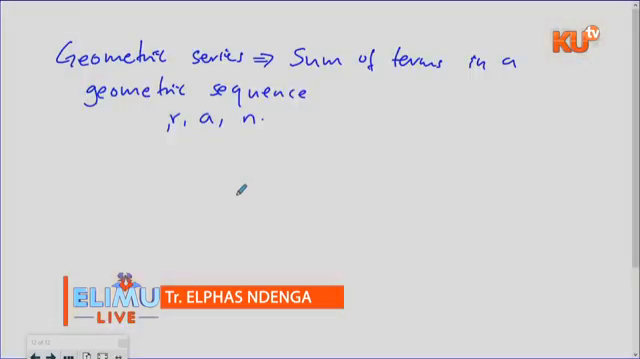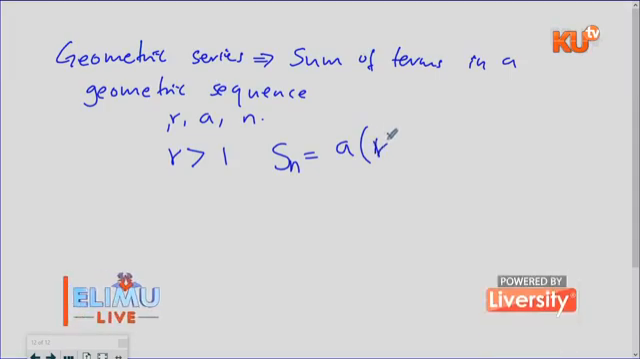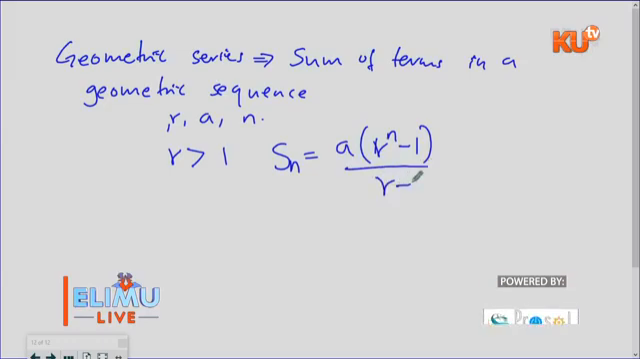So this is the way we calculate. If R is greater than 1, then the sum of n terms is equal to A into R power n minus 1, then over R minus 1. This formula applies if R is greater than 1.